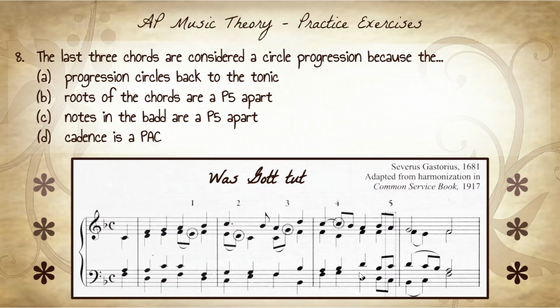Question 8. The last three chords are considered a circle progression because the A. progression circles back to the tonic, B. the roots of the chords are a perfect fifth apart, C. notes in the bass are a perfect fifth apart, or D. cadence is a perfect authentic cadence.